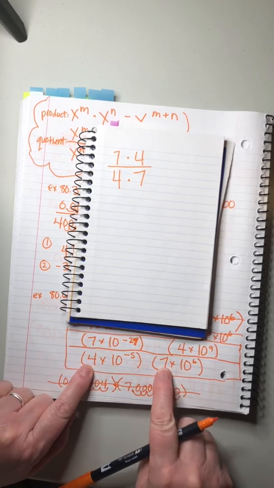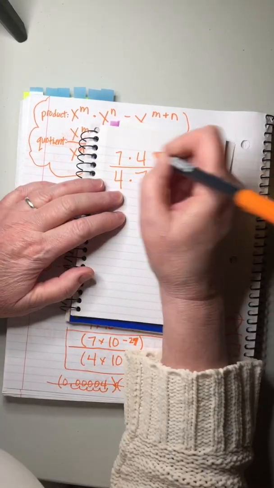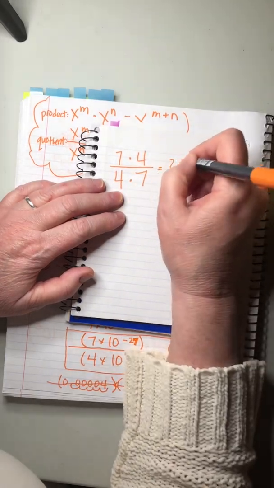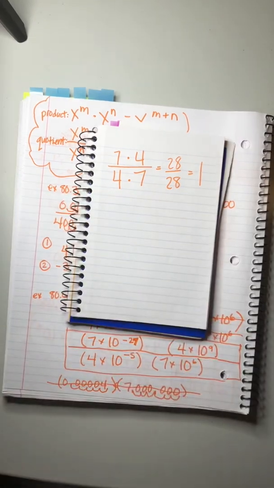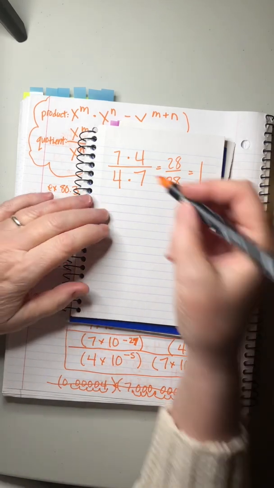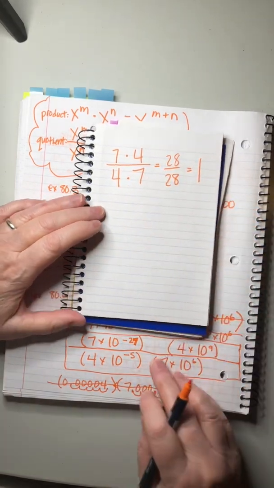7, 4, 4, 7. Well, you can either cancel those all out or you can multiply them through to get 28 over 28. But all of those cancel and we end up with just a 1. Wow, that's pretty cool, right? And then we're ready to deal with our numbers.